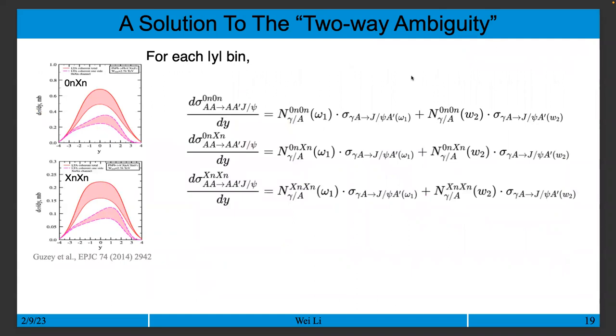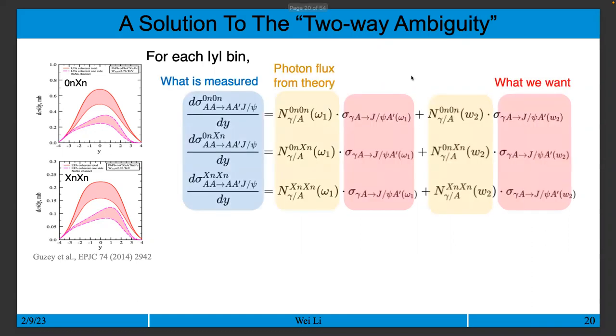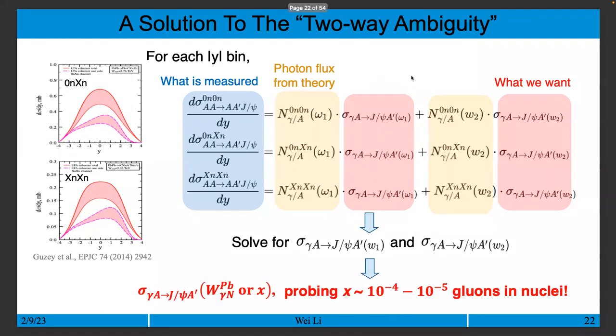So then what we do is the following. For each rapidity bin, we measure the cross-section in different UPC centrality classes. So instead of only having one measurement, we have multiple measurements. They will have contributions from different mixtures of high energy photon and low energy photon, because the photon flux you sample is different. This is shown in this paper. This is what we measure, and the photon flux we get from the theory, the equivalent photon approximation. We want to solve this equation and extract the two terms, these two cross-sections, one at low photon energy, one at high photon energy. We do that for multiple rapidity bins. In the end, we will get a set of points as a function of the center of mass energy of the photon and the nucleus, so that we can probe x to a very small region. And as long as the number of neutrons is small enough, you're confident that this is all coherent, right?